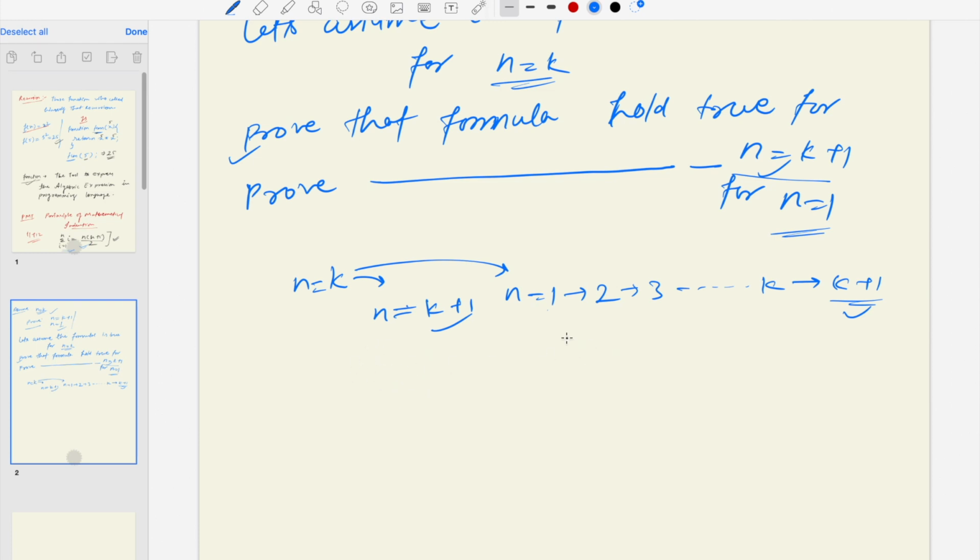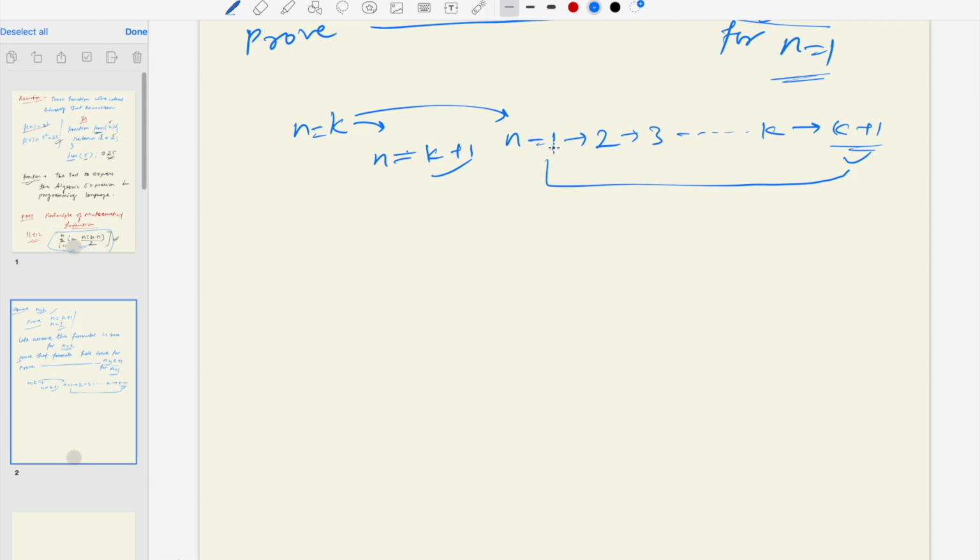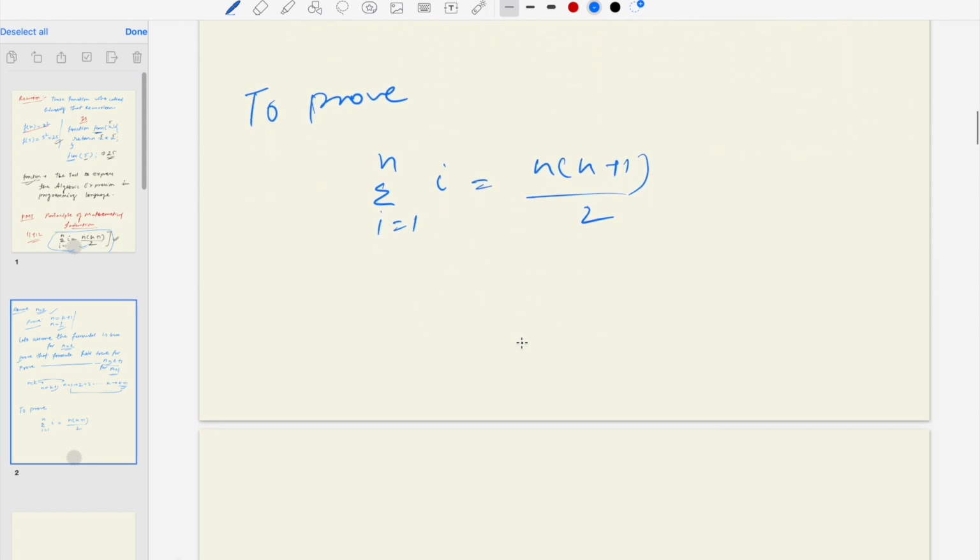So eventually what happened? Eventually this formula holds for all the natural numbers, which is here we can see from 1 to k plus 1. So it holds for all the natural numbers, right? So we will try to prove that; this was the theoretical understanding. Now we will prove that particular formula. So what will we do? We have to prove the sum of i for i equals 1 to n equals n(n plus 1) by 2, right? We have to prove that.